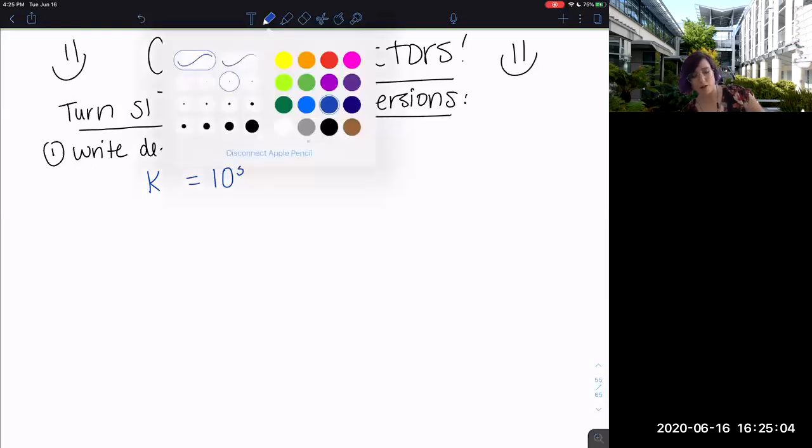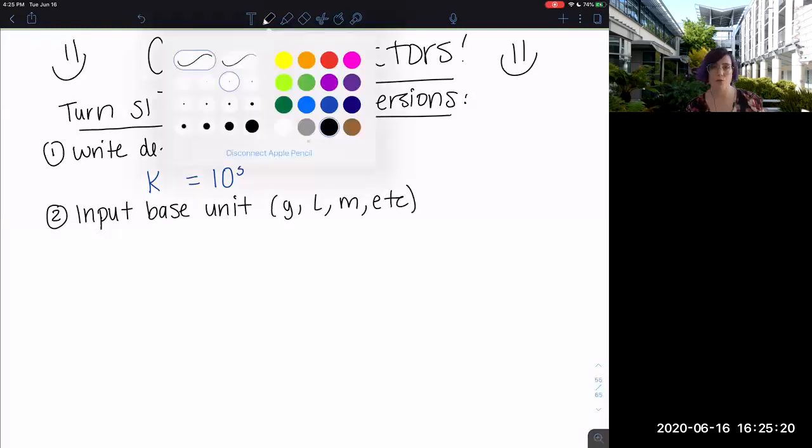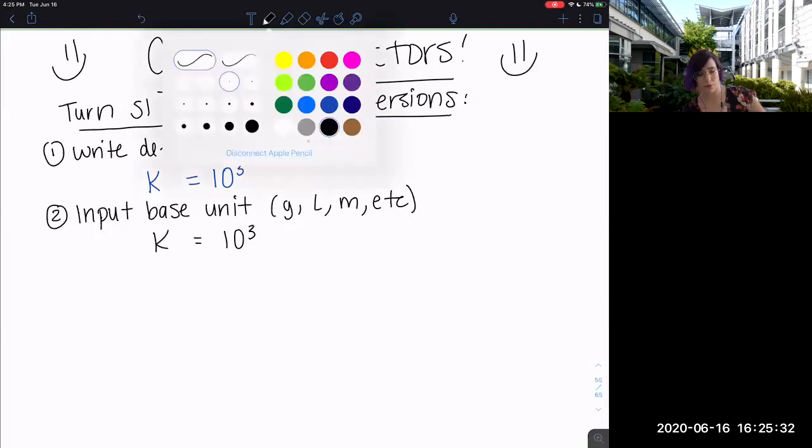So first we're going to write a definition. Then we're going to input whatever base unit you want to use. That's going to be grams, liters, meters, etc. Doesn't matter. It could be a made-up unit if you want to use a made-up unit. A kilo dog, right, is 1,000 dogs. So we have our K and our 10 to the 3, and that's what it equals. So I'm not really making anything up here.